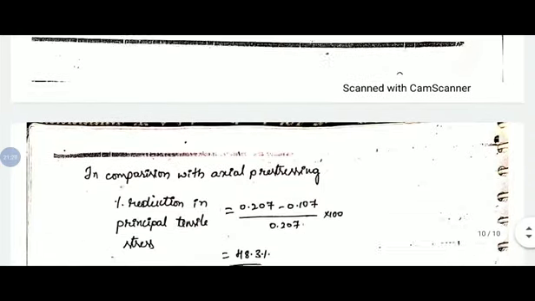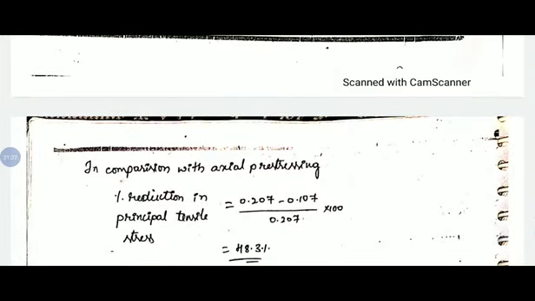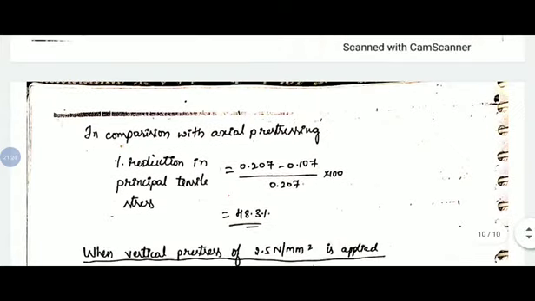So again, you can observe in comparison with axial pre-stressing, 48.3% of stresses are reduced with respect to straight tendon and parabolic tendon.